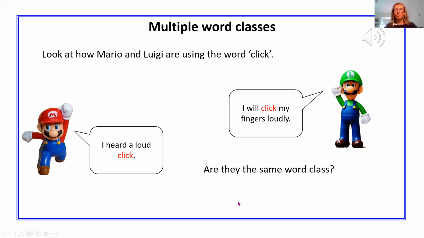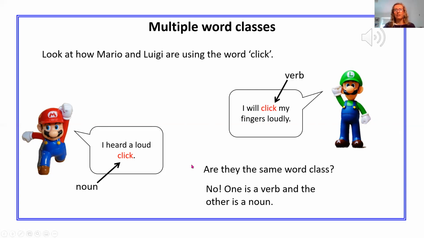So they're doing different jobs within the sentence. One is acting as a noun and one is acting as a verb. So you can see there, I heard a click is the noun. I will click my fingers loudly is the verb. So click can be a noun or a verb.